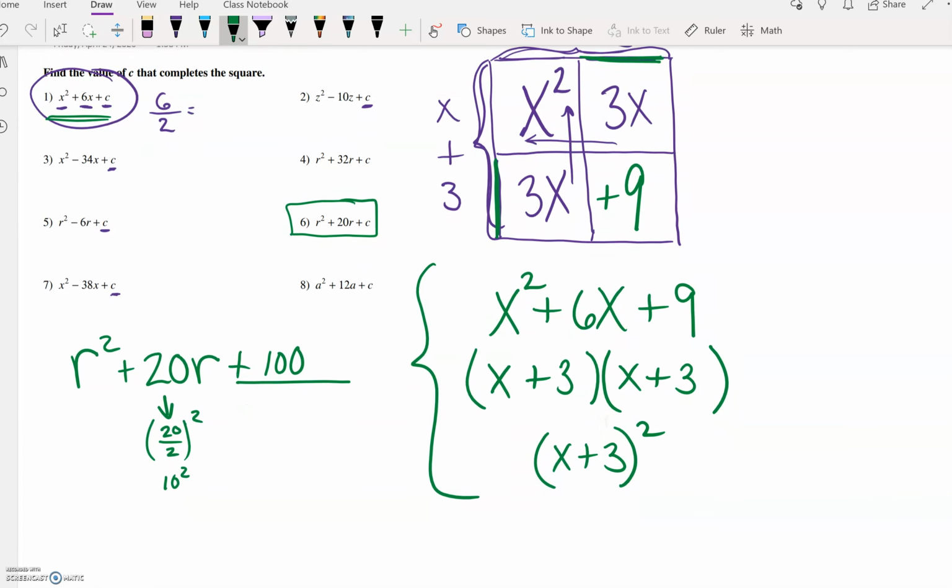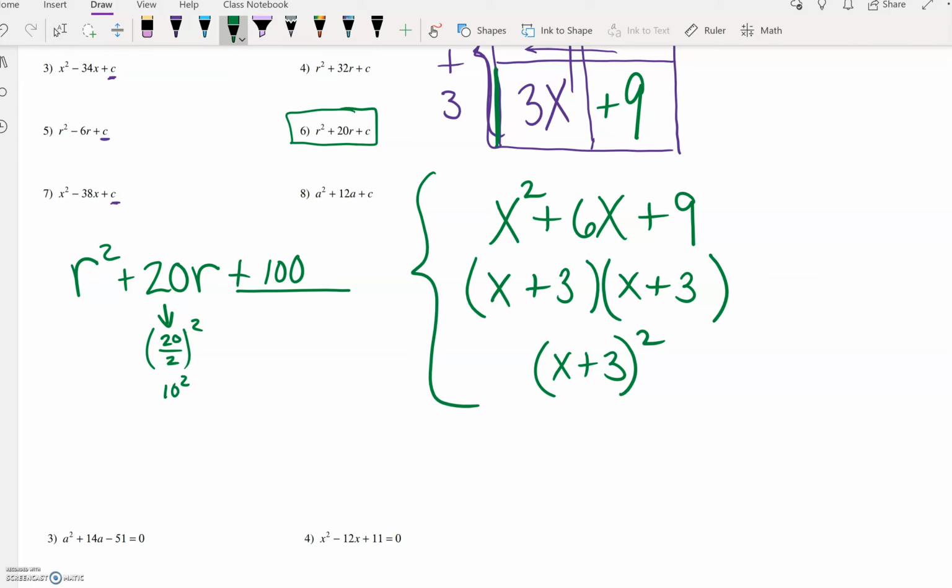And then what you'll notice is that this could then be written as r plus 10 times r plus 10, or r plus 10 quantity squared. All right, so how do we use completing the square to solve a quadratic?